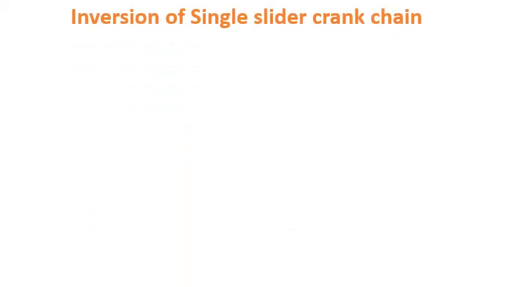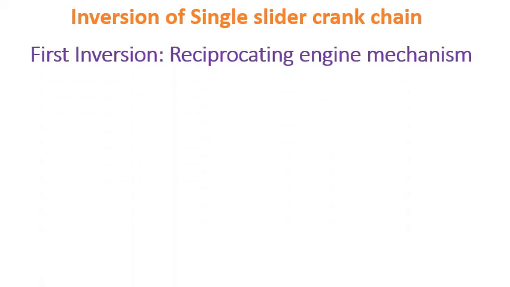The next concept is the single slider crank chain. A single slider crank chain is a modification of a 4-bar chain. It consists of three turning pairs and one sliding pair. This mechanism is used to convert rotary motion into reciprocating motion, for example, the reciprocating engine mechanism. The inversions of the single slider crank chain are as follows. The first one is the first inversion, where the reciprocating engine is the example for the single slider crank chain.